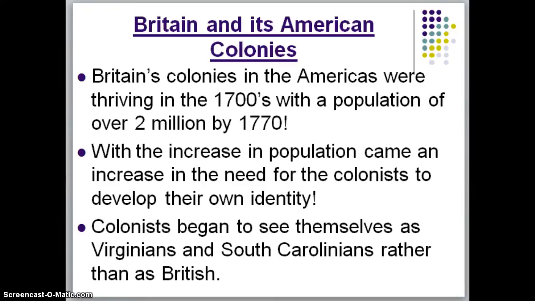So, Britain and its American colonies. Britain's colonies in the Americas were thriving in the 1700s with a population of over 2 million people by 1770. With the increase in population came an increase in the need for the colonists to develop their own identity. Colonists began to see themselves as Virginians and South Carolinians rather than as British. Because at this time, more and more people were being born and raised in the Americas, and they just did not identify with being from England. So they want to have their own identity.